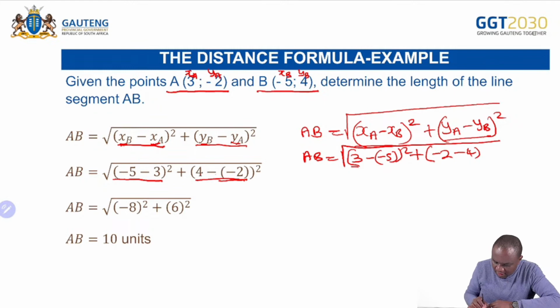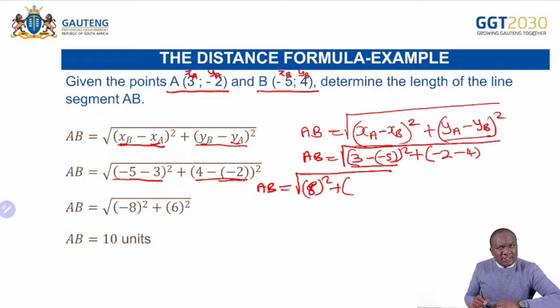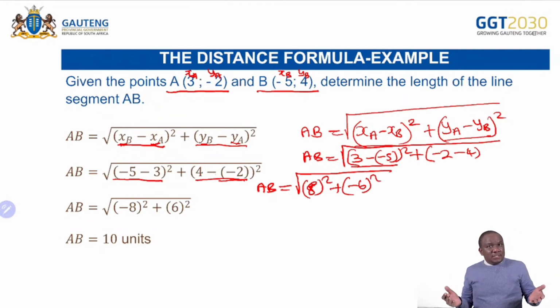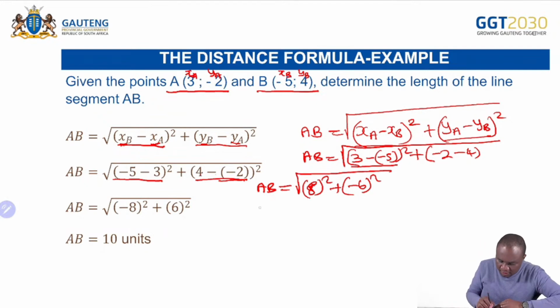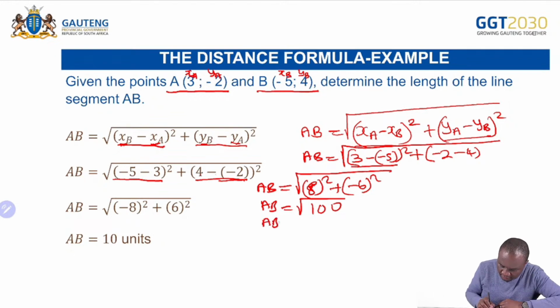And then what will this bracket give us? Positive 8. So AB is going to be the square root of 8 squared, then plus negative 6 squared. And then 8 squared is still 64. And then negative 6 squared is still what? It's still 36. So you get AB is the square root of 100. And then we take 10, positive 10, because this is the distance length. So we take the positive answer. So AB is equal to 10 units.